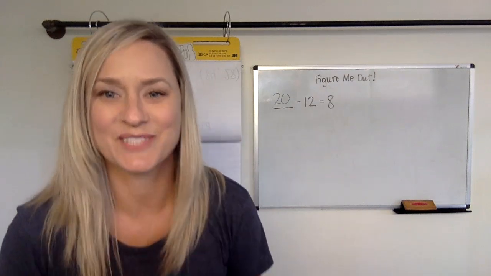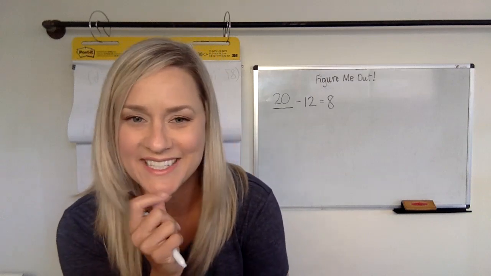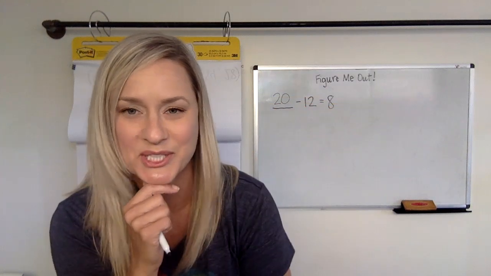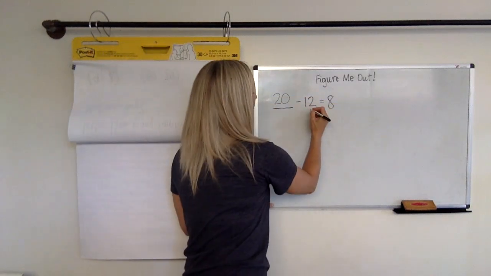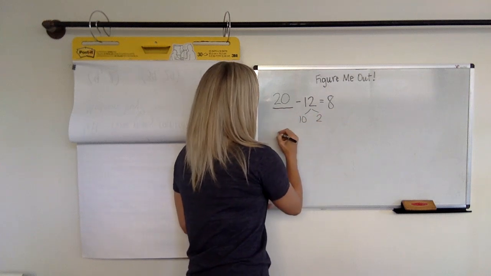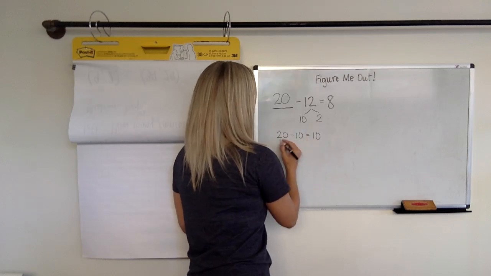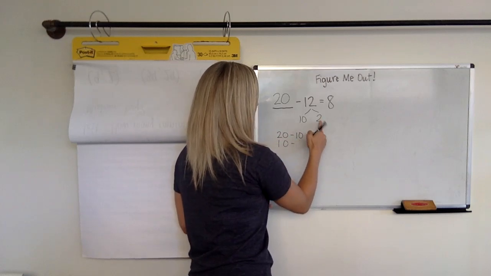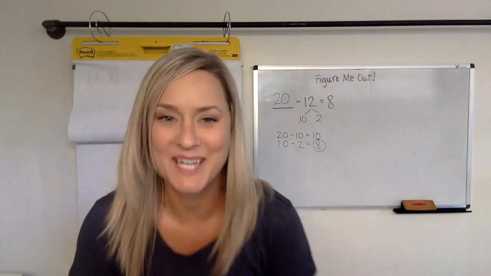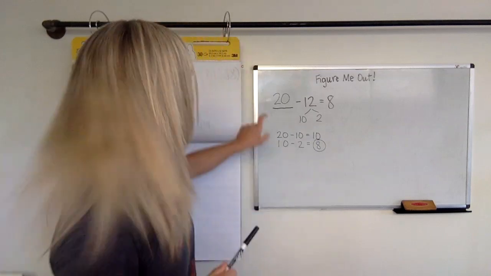Okay, let's see. 20 minus 12. Is it 8? Okay, show me your thumbs. Either it's a thumbs up or a thumbs tucked and a push. All right, so let's see. If we split this 12 into a 10 and a 2, and we did 20 minus 10 first, we'd be left with 10. And then we still have to do 10 minus those 2, and that makes 8. So did we find our missing number? Yes, we did. Our missing number was 20.